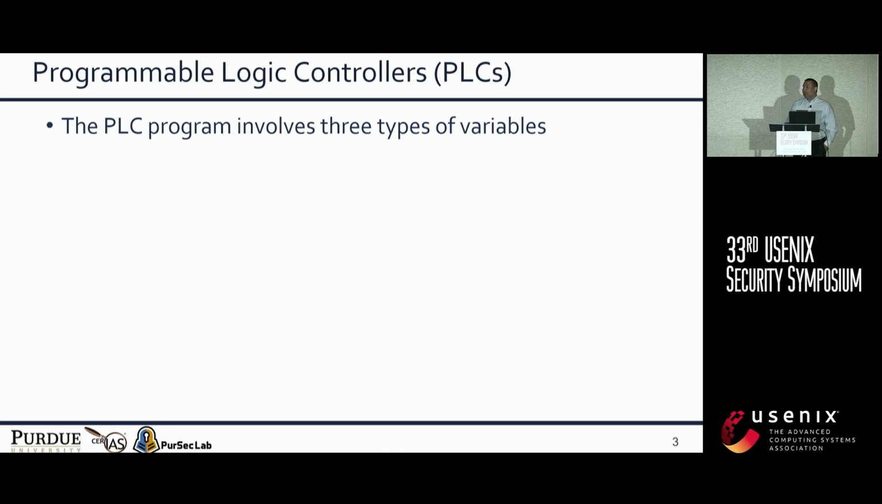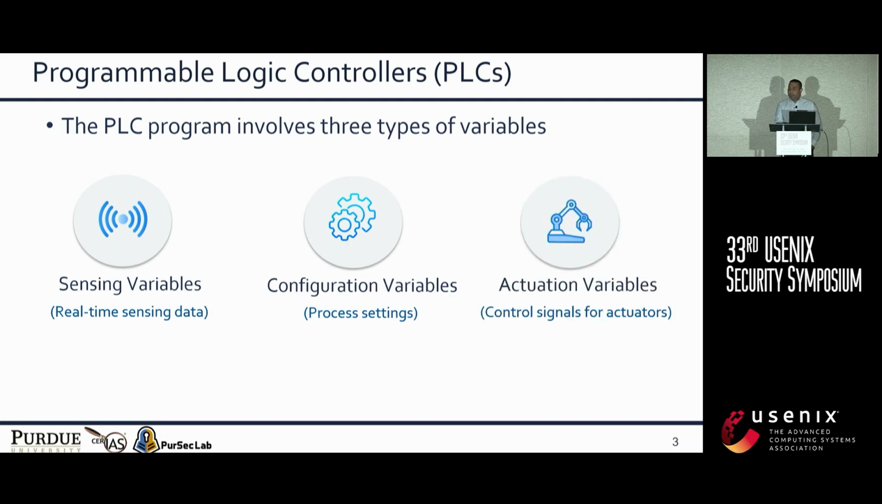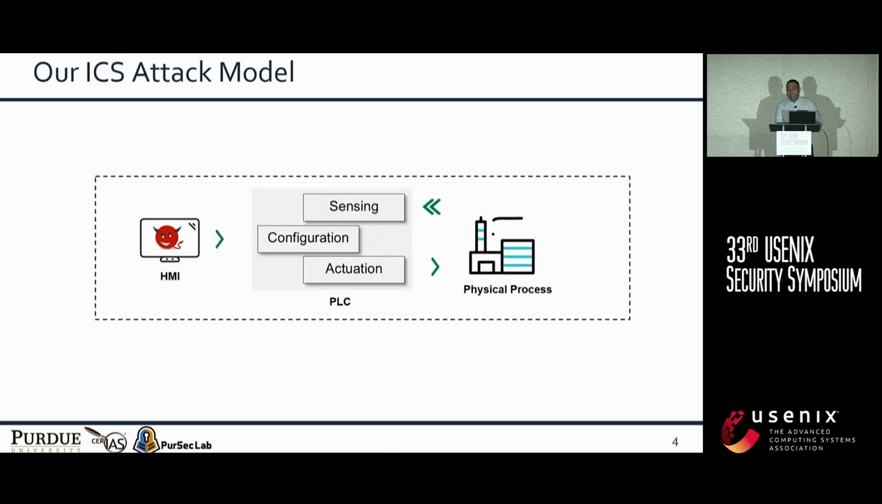The PLC program execution involves three types of variables. Sensing variables that are updated with the real-time sensor data connected with the PLC. Configuration variables, these hold the process settings. And the actuation variables, these define the control signals which the PLC sends to the actuators. Moreover, the HMI also updates the PLC variables.